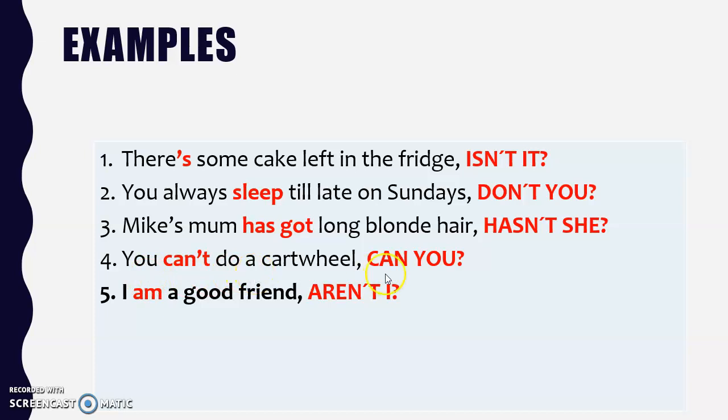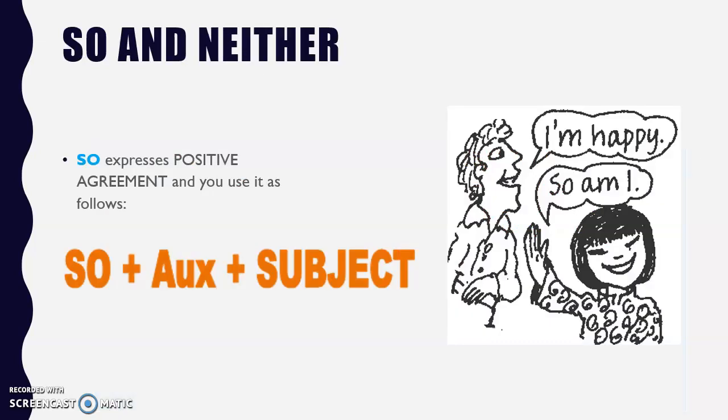You can do a cartwheel, can't you? I am going to use the negative here, the one that corresponds to the auxiliary, that in this case is a modal verb. Okay, and finally with this one, I want you to check this one because it is also an exception. Okay, when you have, for example, the verb to be for the first person of the singular, you are not going to use am not I, you are going to use aren't I, and this is going to be another exception. Okay, so please be very careful with those ones.